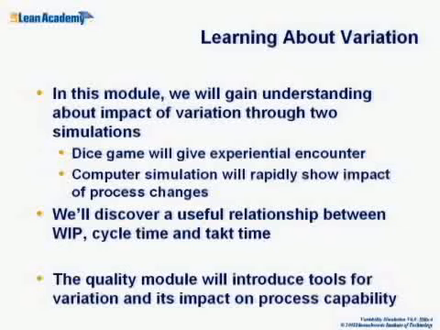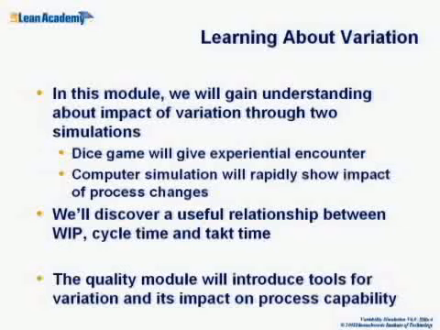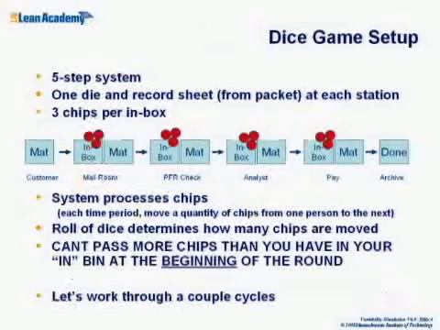In the course of this, we're going to happen to discover a useful relationship between work in process, cycle time, and takt time, which doesn't have much to do directly with variation, but comes nicely out of this simulation. So we'll talk a little bit about what's called Little's Law towards the end of this module. And then in the quality module, which will come directly after this one, we're going to introduce tools for controlling variation, understanding it, and trying to assess its impact on your process capability.